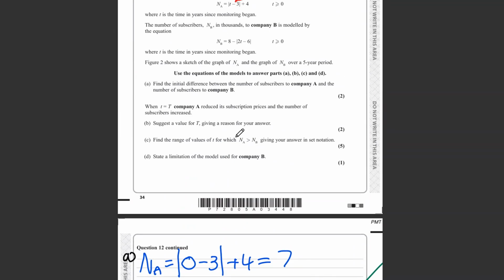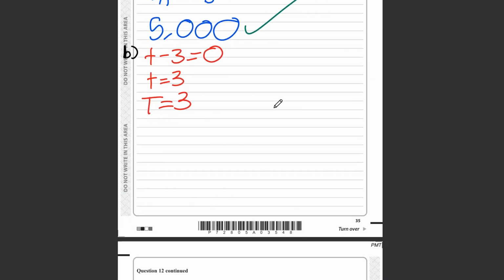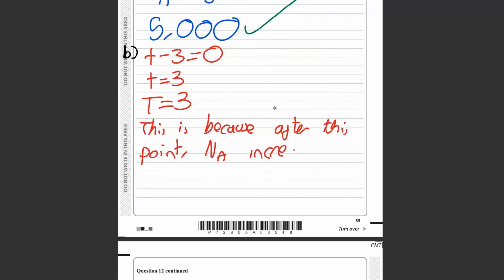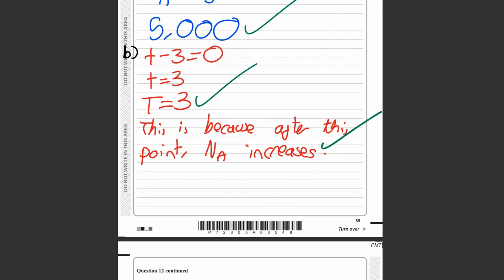It says it wants you to give a reason for your answer. Well, as we said, this is the turning point of this modulus, and after this we can see that the line goes up. So we can say something like: this is because after this point NA increases. Something like that will give you the mark. That's a valid reason. So therefore you get the 2 marks here, you get 1 mark for finding t is equal to 3, and you get another mark for giving a reason like this.